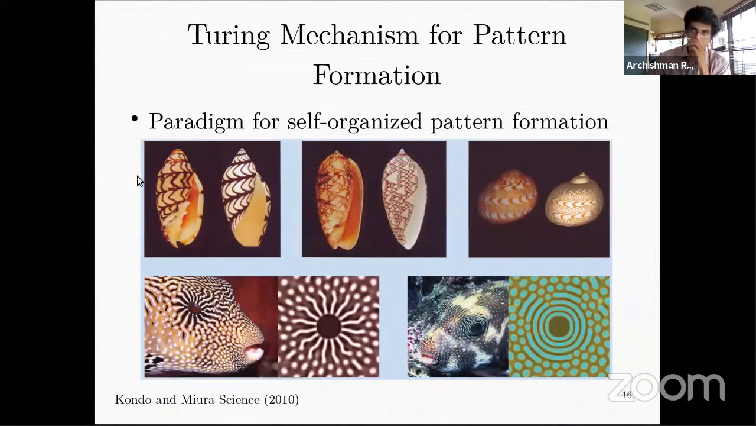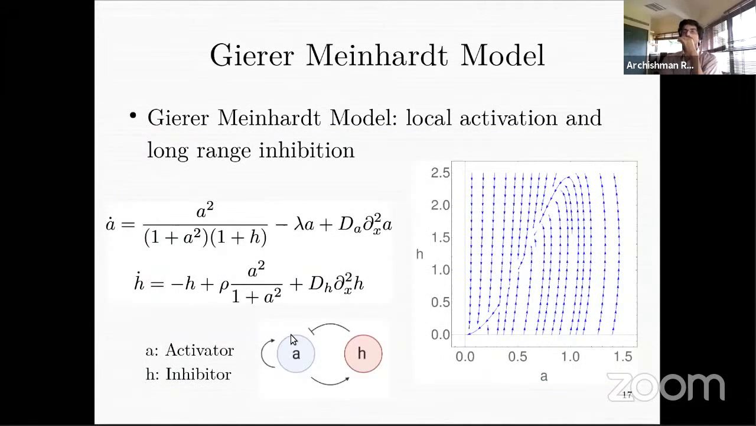Here are some examples from seashells and fish, where on the left is the actual system, and on the right is the computer simulation. And you can see that you're able to capture these spatial patterns very nicely using these computer simulations of relatively simple systems. And the kinds of systems that you're dealing with, I'll show you.